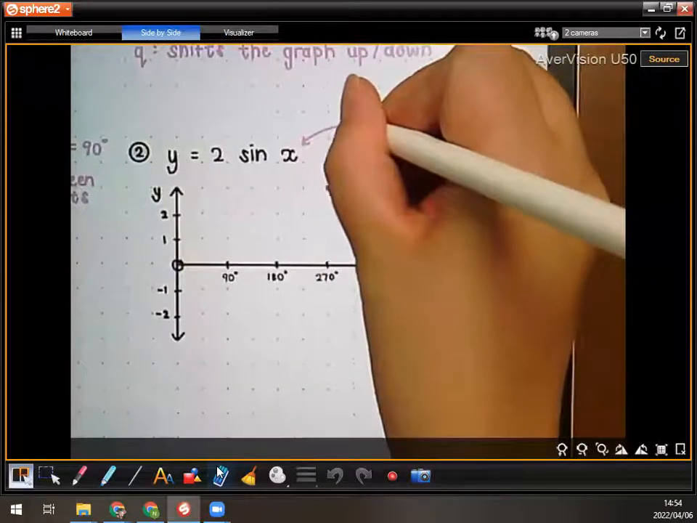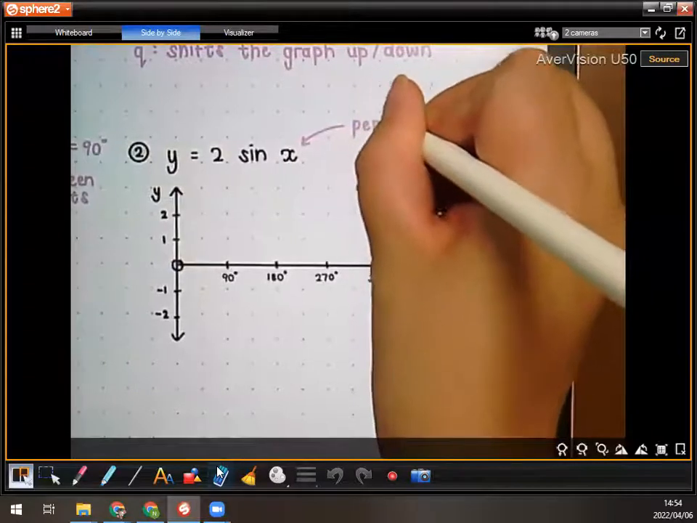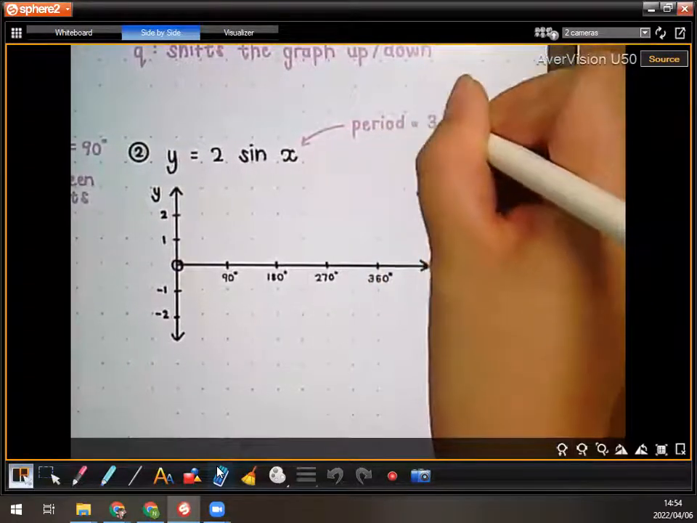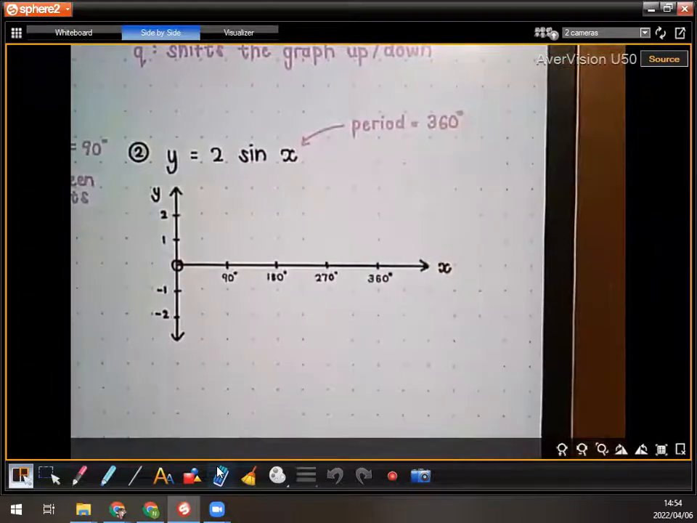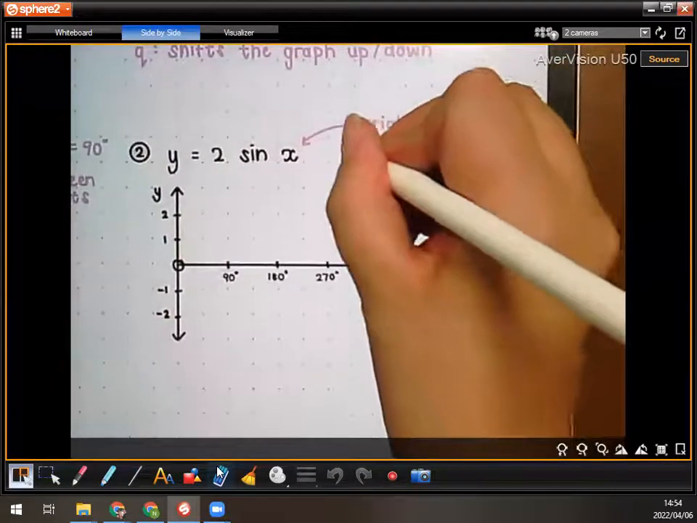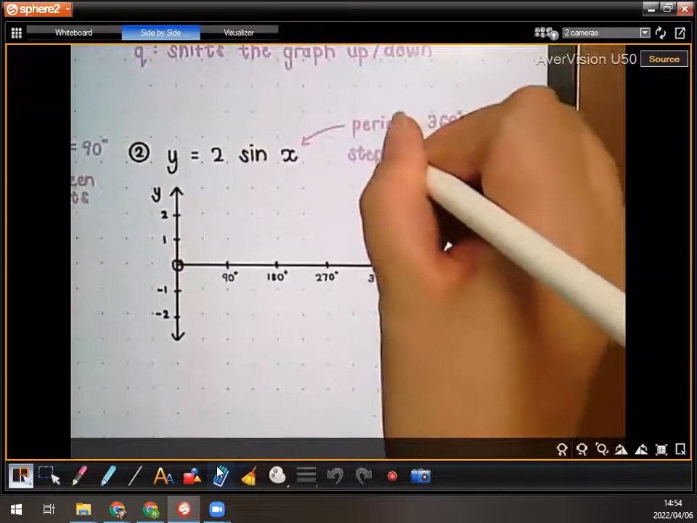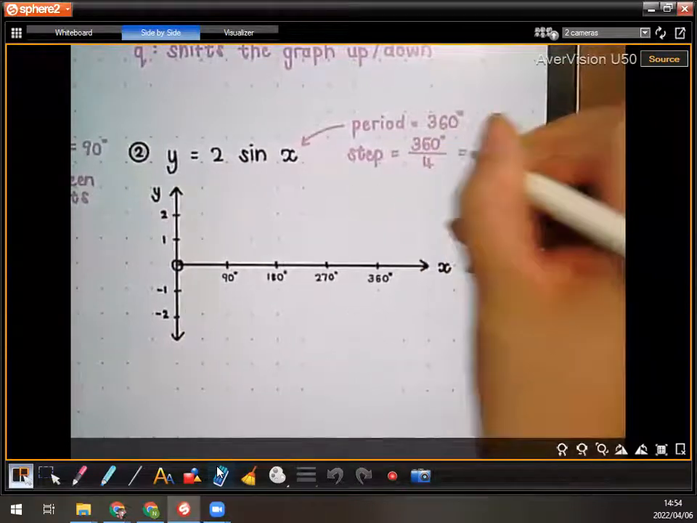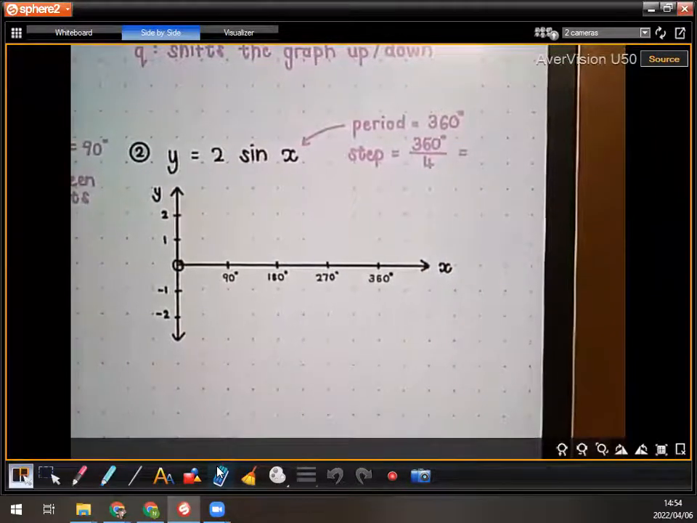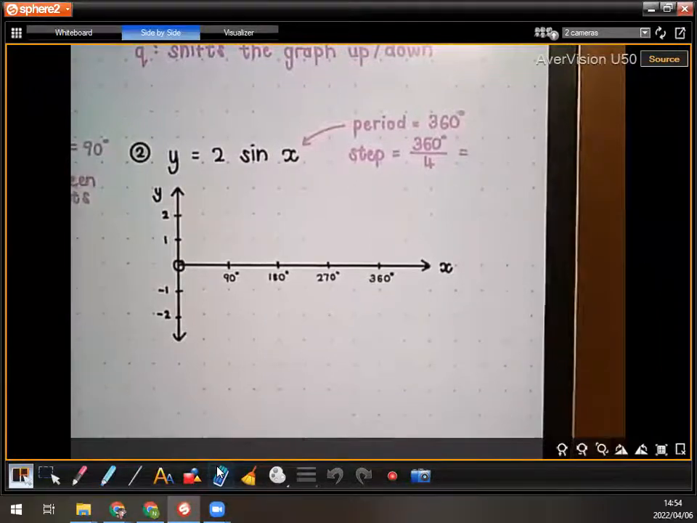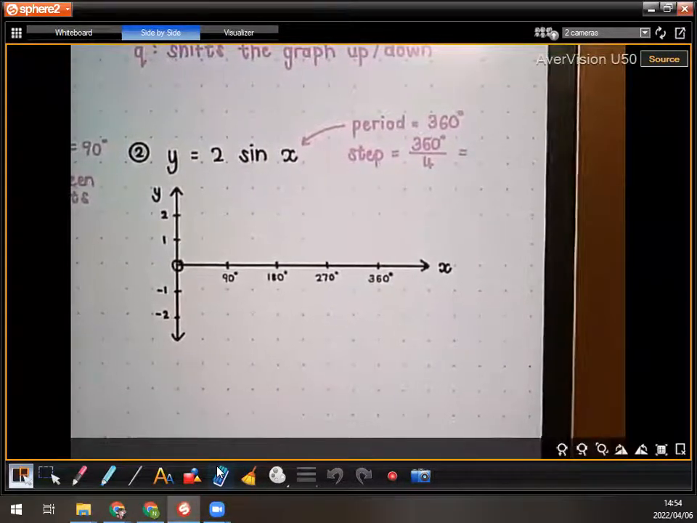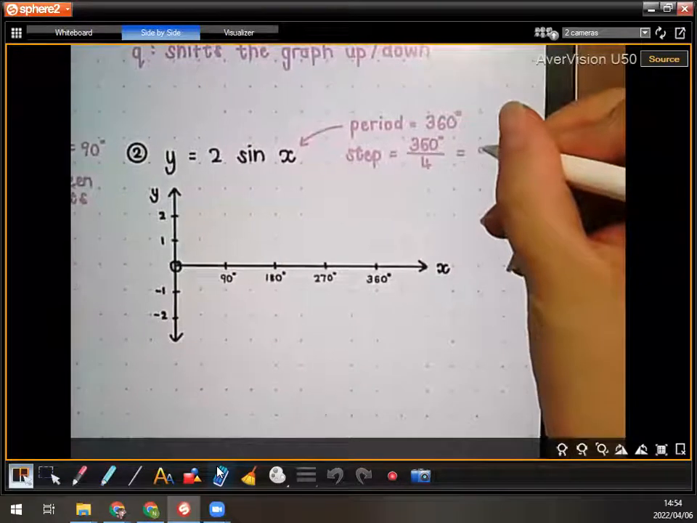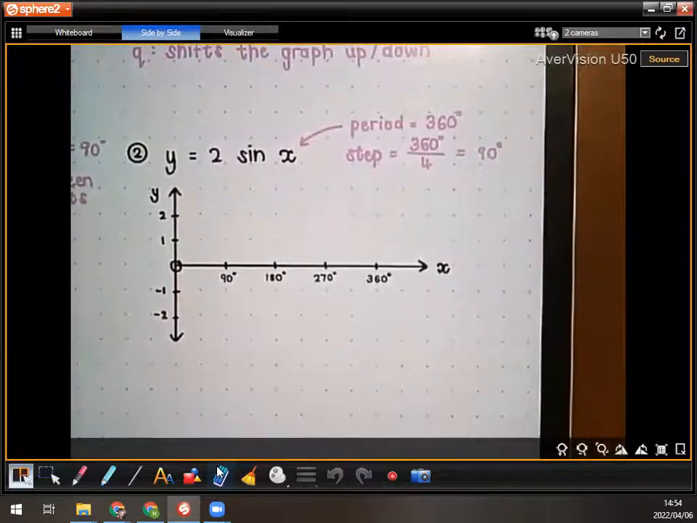Just writing here again, the period of a sine graph is 360 degrees. You can fill that in every time, all right? It's not going to change yet. So the step is that period, 360 divided by 4. It's always divided by 4, guys, and it comes from the Cartesian plane. If you forget what you must divide through, how many quadrants are there? 4. That's where it's coming from. So the step is 90 degrees. So when they ask you on the calculator, what is the step? You need to put in 90.